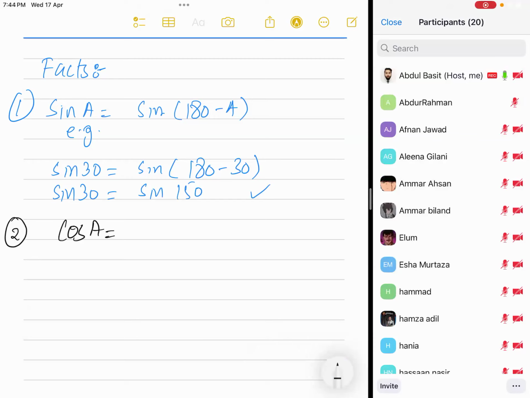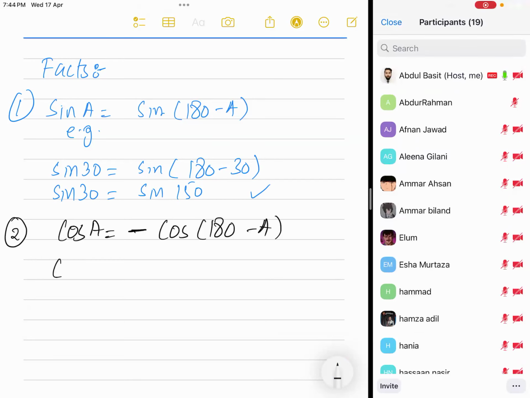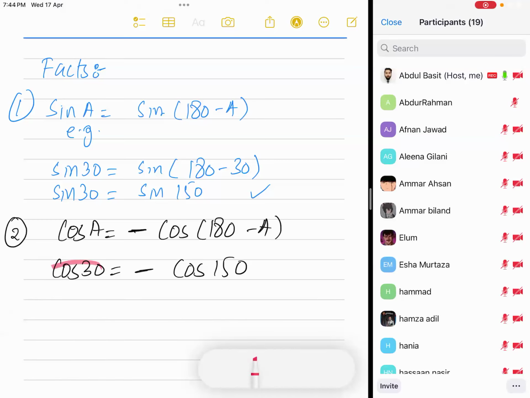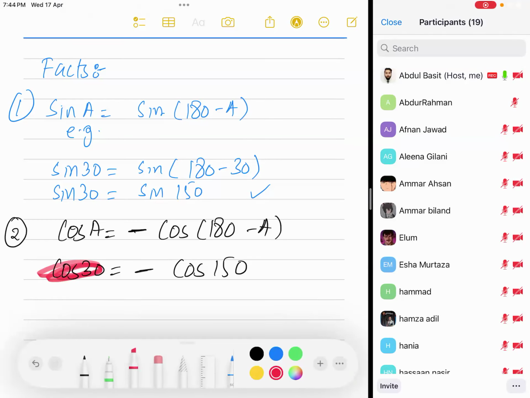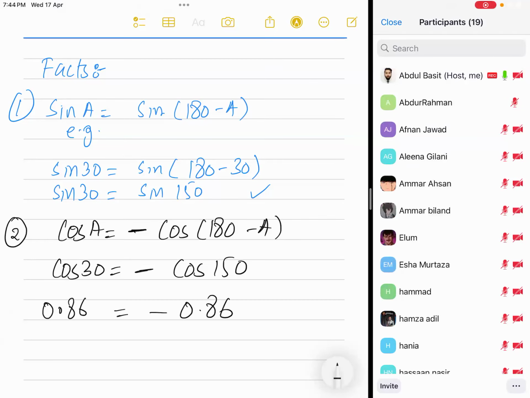Okay, now let's check the second fact: cos A is equals to minus cos of 180 minus A, so the answer is negative. Check. Cos 30 is equals to minus cos 150. Whatever cos 30 is, you will get a negative answer for cos 150, but the answer would be the same. Check please. Cos 30 is how much? 0.86. Okay, and this is minus 0.86 in the calculator.